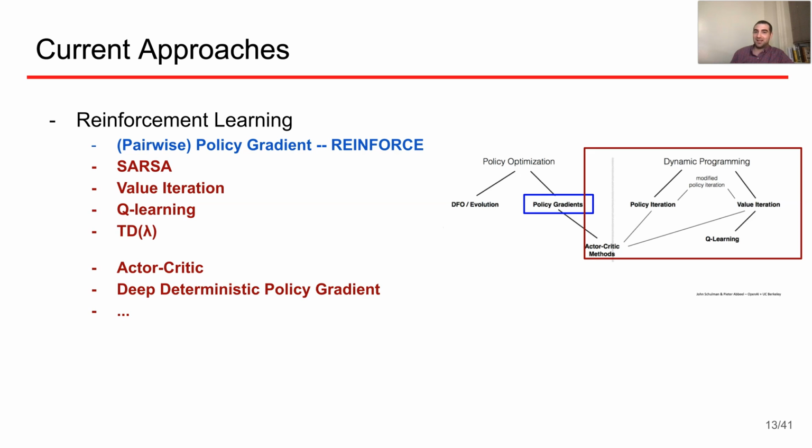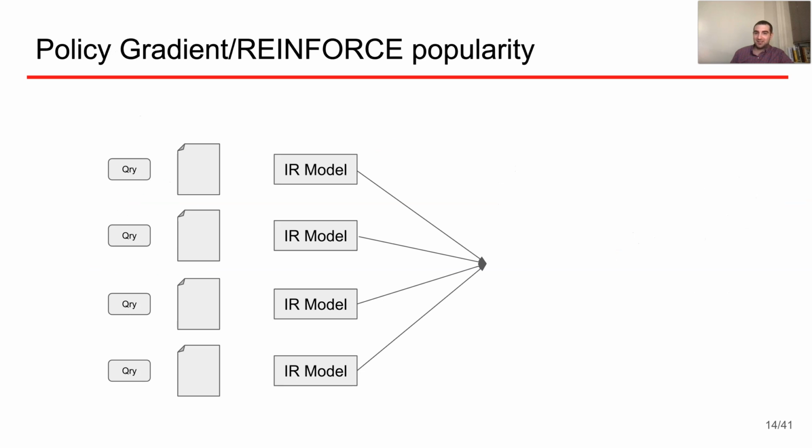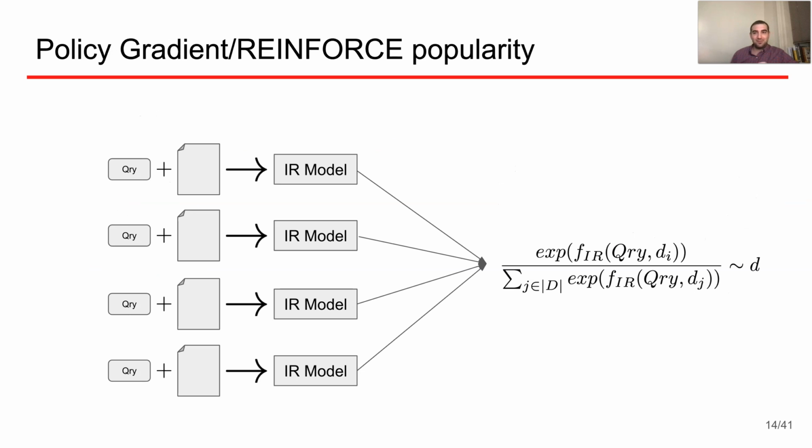And that's not because temporal difference learning methods, or TD methods, aren't effective. As we just said, they're very effective. So there must be another reason why we're never using these algorithms, and that's due to the ease of use of REINFORCE. The way IR models work is they take a single query and a single document and they score it, right? And then based off of the score, we can use pairwise training or list-wise training and update our model.